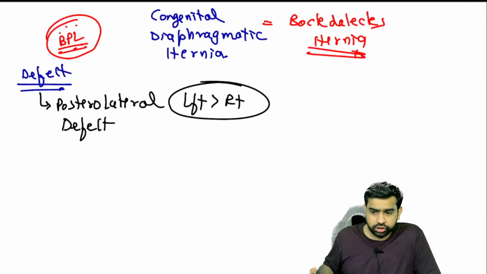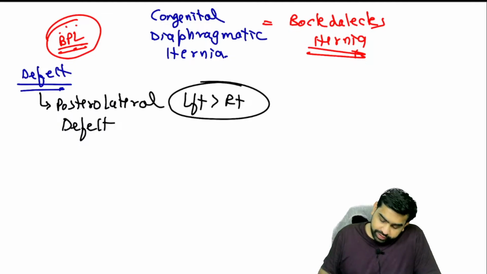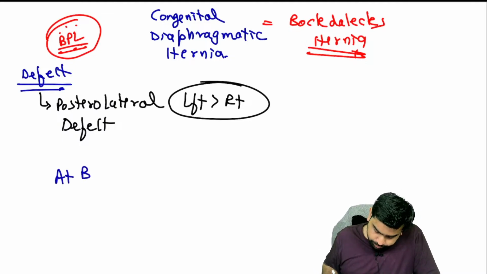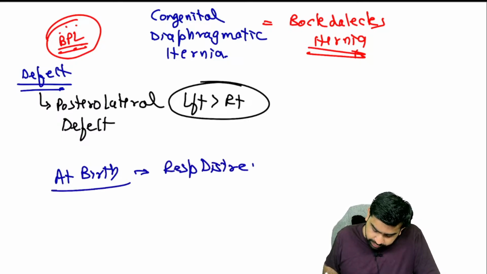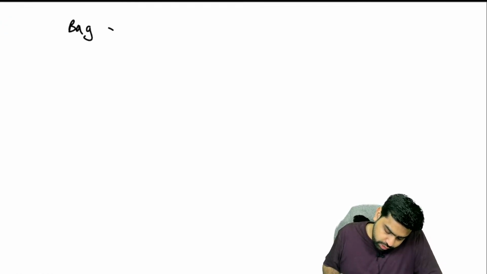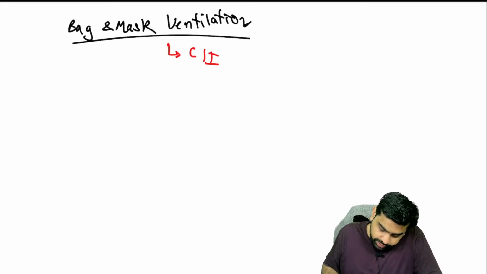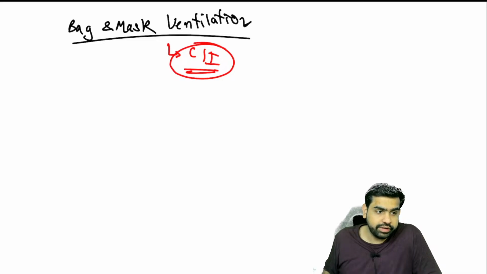Because there is a defect inside the diaphragm, the parts of the intestine go up into the thoracic cavity. They push the lungs towards the opposite side, and that is why, when the child is born, the child has respiratory distress at birth. Now here you need to understand a couple of things. Bag and mask ventilation: are you going to do this? Bag and mask ventilation is contraindicated in these patients.